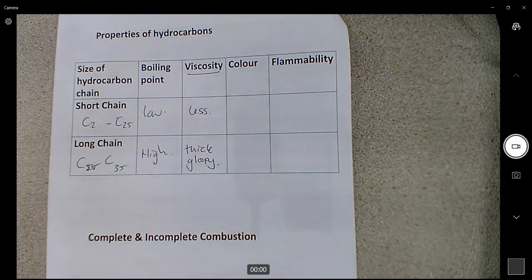So think of things like syrup. Syrups are really thick and gloopy liquids. So longer chain hydrocarbons are the same. Same with things like tar and what they use to make the roads. That's a very thick and gloopy substance. So that's how you describe the viscosity of a long chain hydrocarbon.